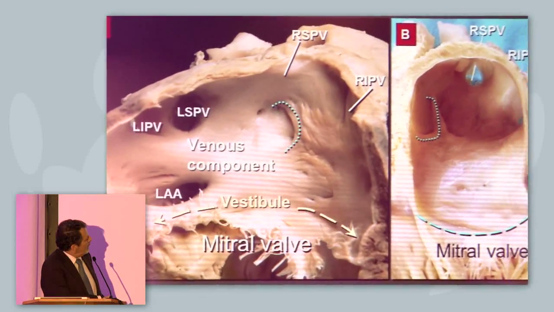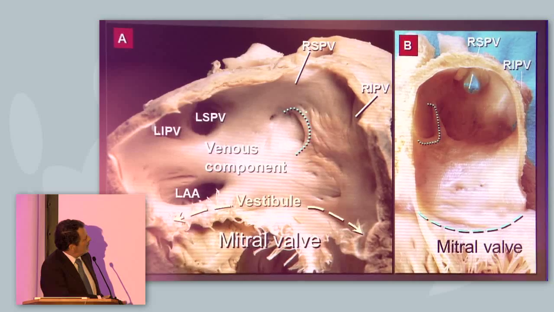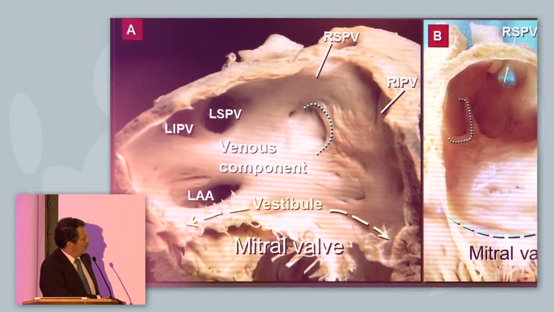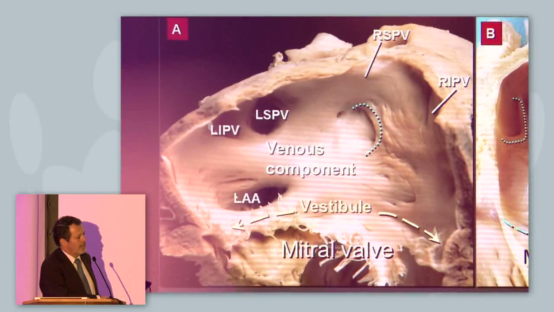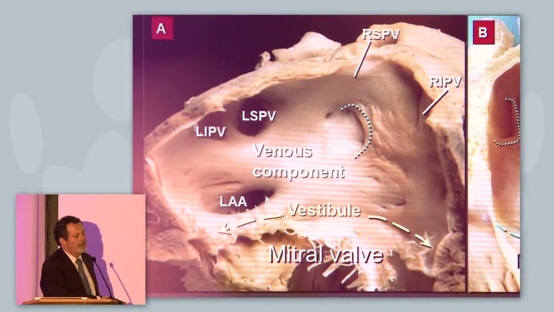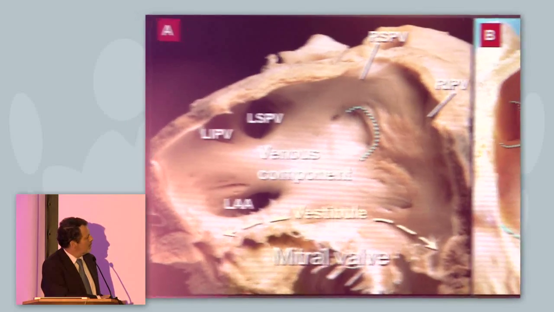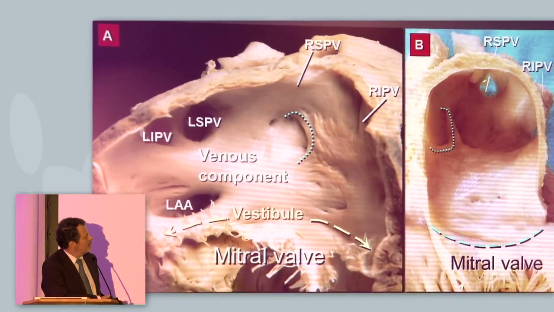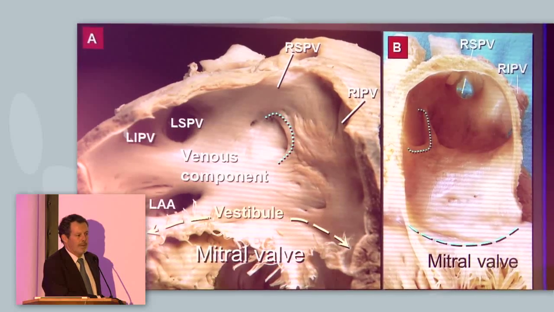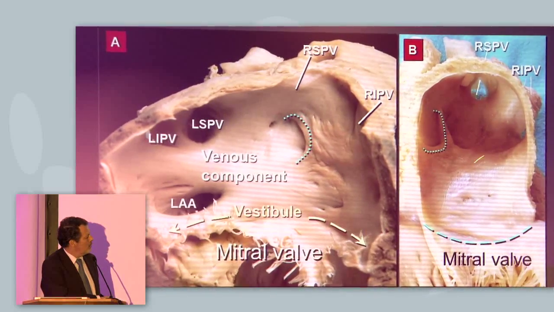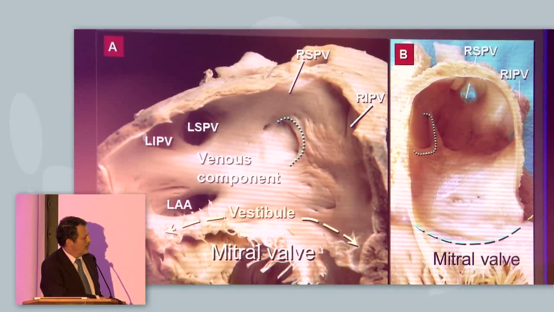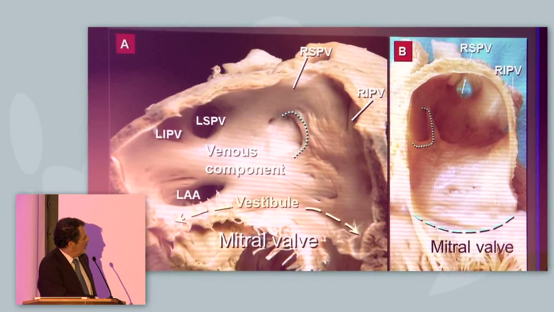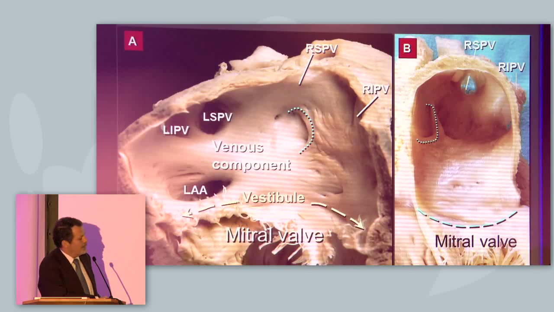Note the left atrial side of the atrial septum. This is the venous component, this is the vestibule, this is the left atrial appendage orifice, the left superior and the left inferior pulmonary vein. On the right, you can see the left-sided aspect of the interatrial septum that is adjacent to the right superior and to the right inferior pulmonary vein. Here you see the smooth vestibule of entrance to the mitral valve that not always, as you will see, is smooth. And here you see the area that corresponds to the venous component.